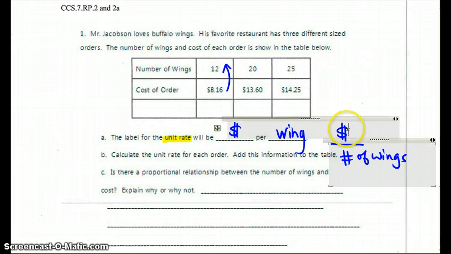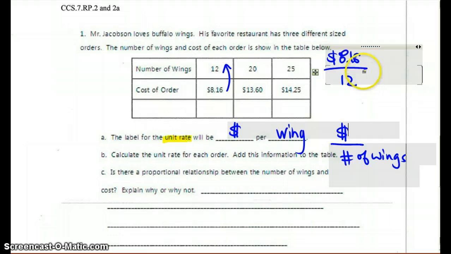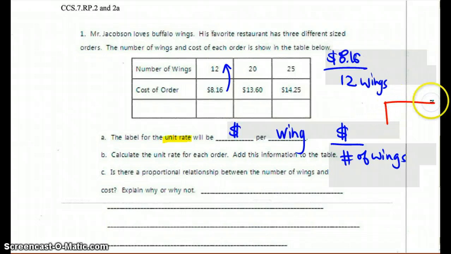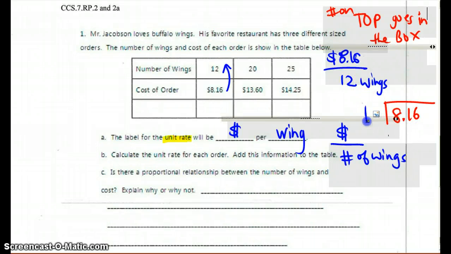And since I'm dividing the dollars over numbers of wings, the first order was $8.16 divided by 12. So when I look at this fraction here, that's going to help me to figure out when I go to divide and I do that little box, I know which one will go in. So a trick that I like to remember is the number on the top goes in the box. That's my little rhyme and trick to help me remember. So the number on the top always goes in the box, whether larger or smaller, dollars or non-dollars. So we're going to put that 8.16 in the box and the 12 outside.